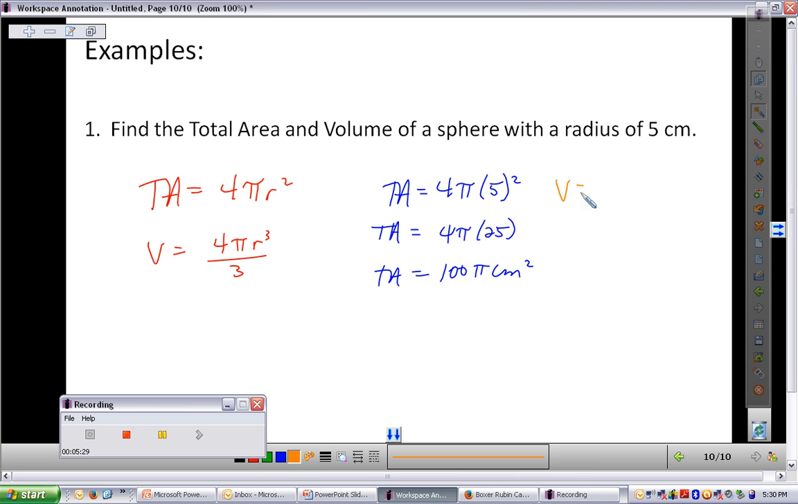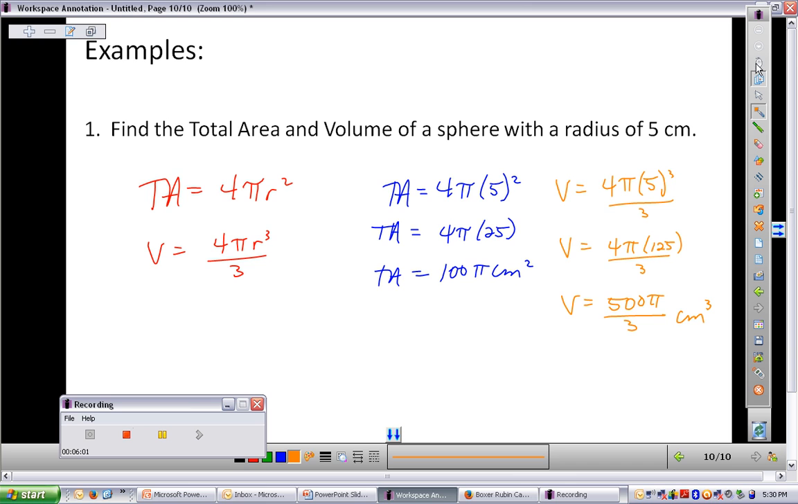Looking at the volume now. Volume is 4 pi times 5 cubed all over 3. 5 cubed this time is 125. The volume equals 4 pi times 125 all over 3. And when I multiply 4 times 125, I end up getting 500. So on top I have 500 pi. On bottom I still have the 3. 500 is not divisible by 3, so I'm going to leave this as 500 pi over 3 centimeters. Again, we're talking about volume this time, so that's going to be centimeters cubed.